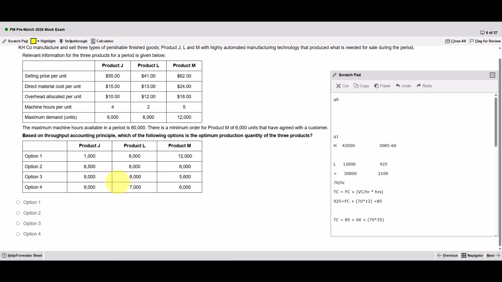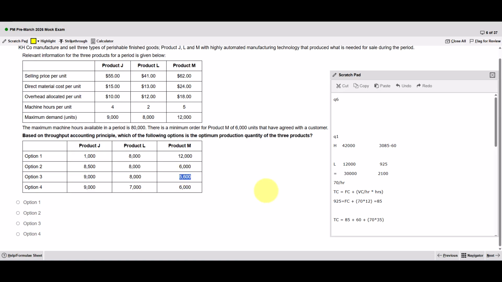Question 6, we need to use throughput accounting. We need to go through the stages of that to work out the ranking of each of these in terms of the throughput accounting ratio. And then we need to decide on how much to produce of each, and there's this minimum order of 6,000. Because that's the minimum order, we can eliminate option 3 at the outset because the 5,600 is lower.